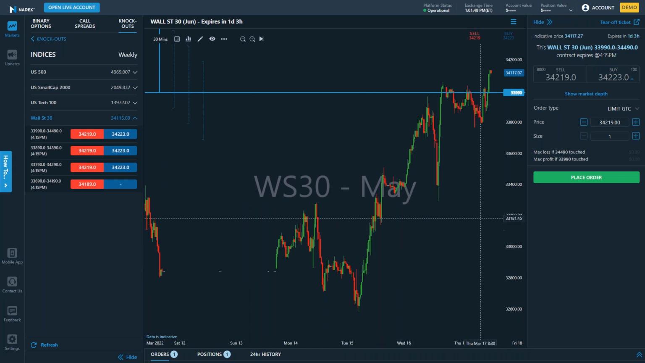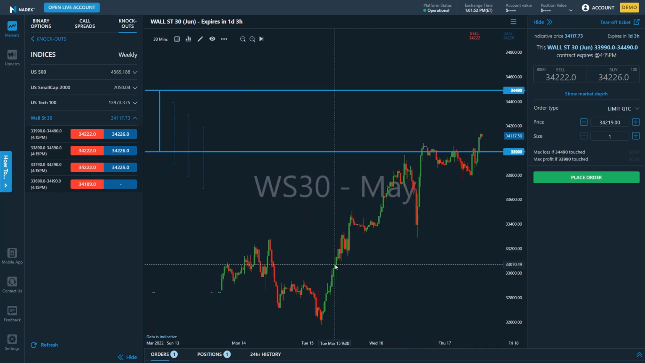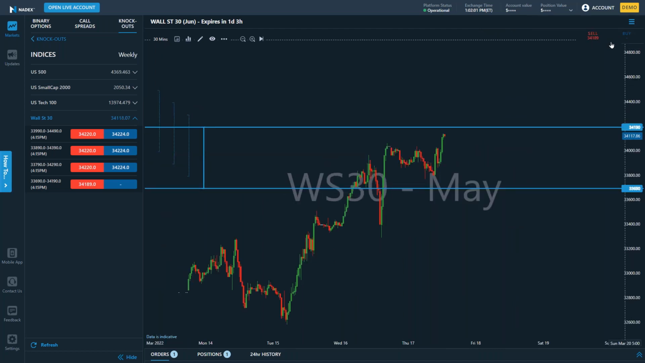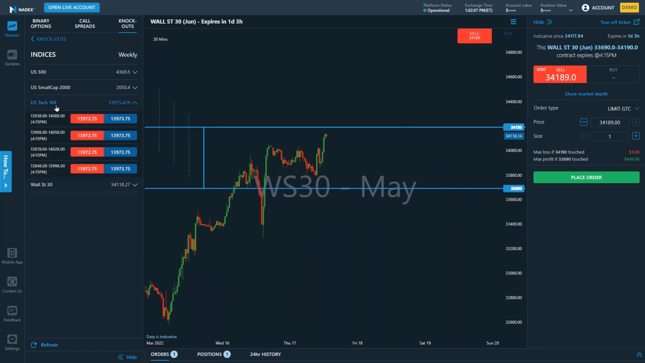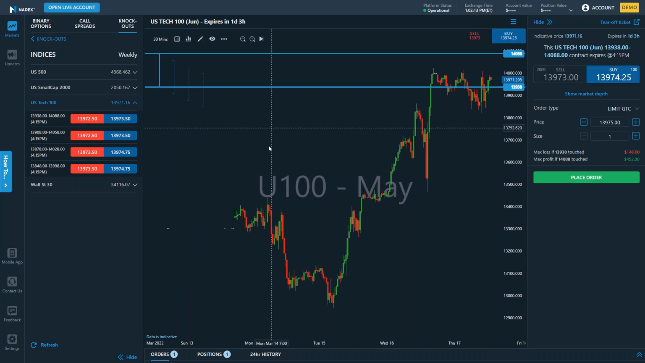You're simply buying if you think it goes up, and selling if you think it goes down. It is a Delta One product, so you're trading the price. The price is the price, and you're simply managing your risk by choosing a knockout, whether you're going long or short, that makes the most sense for you, so that you can manage your risk accordingly.